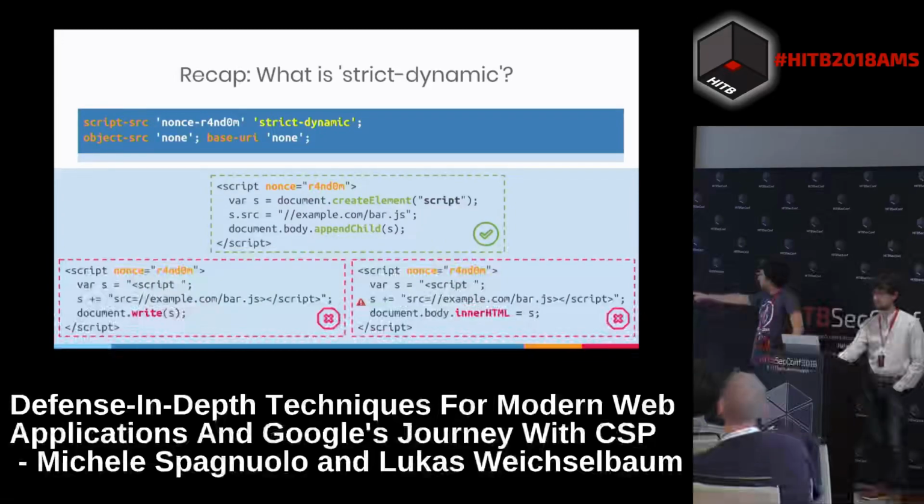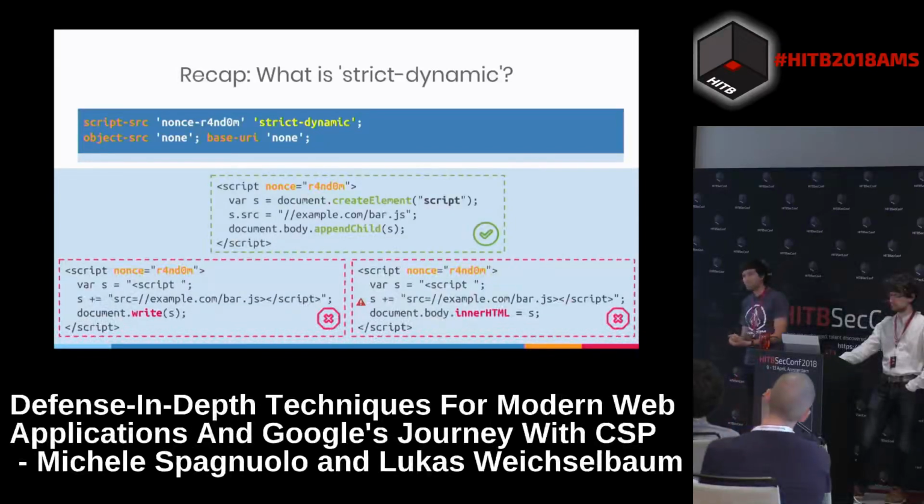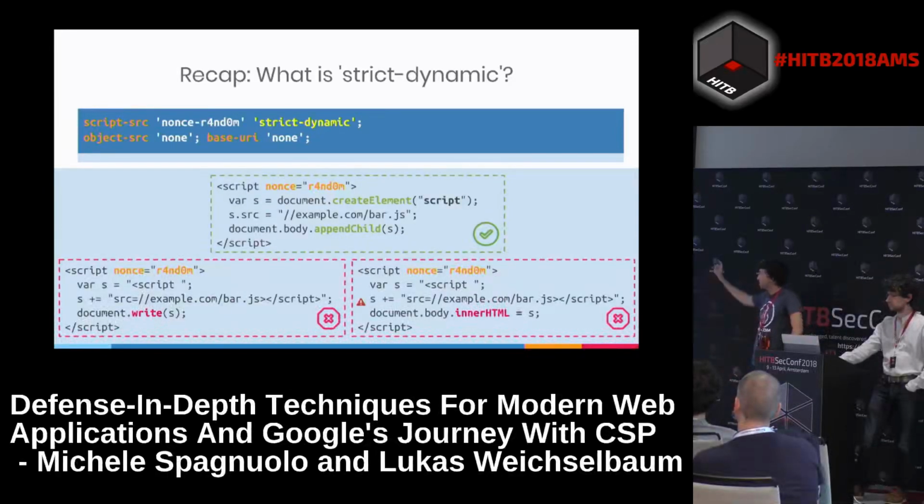At the same time, very common DOM XSS patterns like document.write and document.body.innerHTML or element.innerHTML are not allowed to create scripts, right? Because they basically take unparsed text, and that's a very common reason for cross-site scripting, DOM XSS. So this is great, right? It allows you to roll out a CSP.